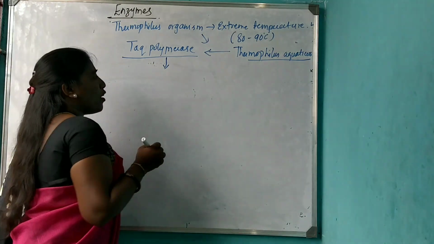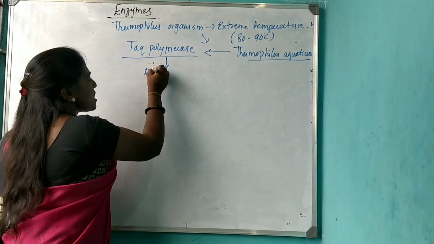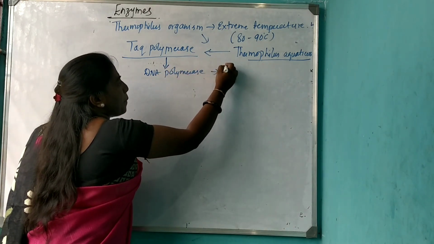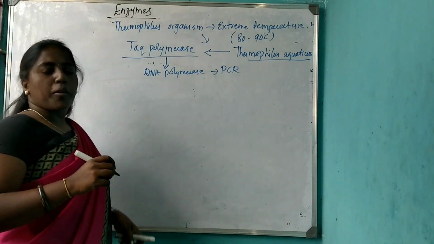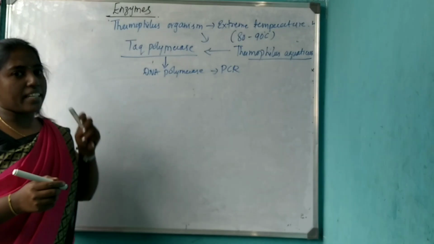So this is of commercial use. This is a type of DNA polymerase. This is used in the PCR technique, that is the polymerase chain reaction technique. In detail, we'll study about this in the second year.